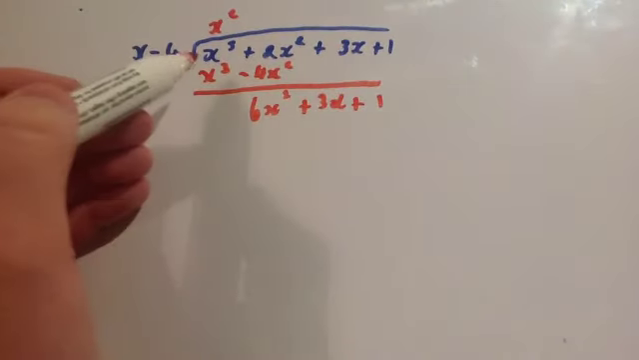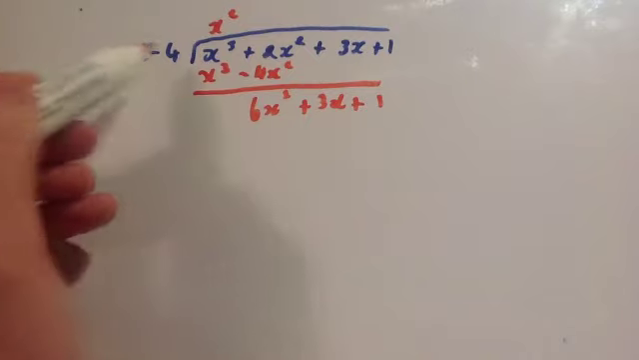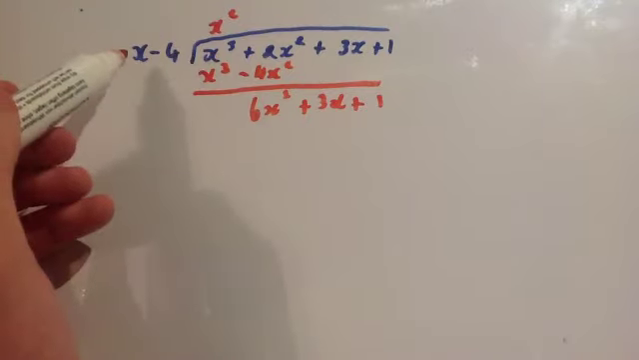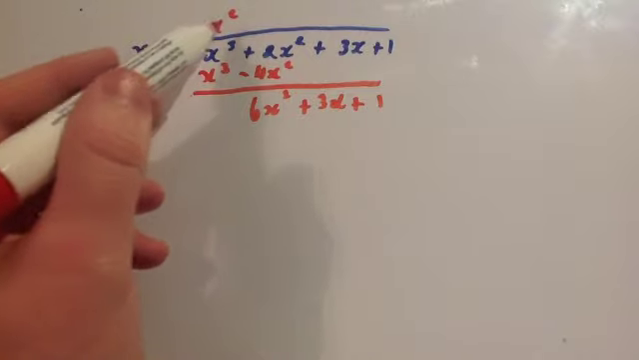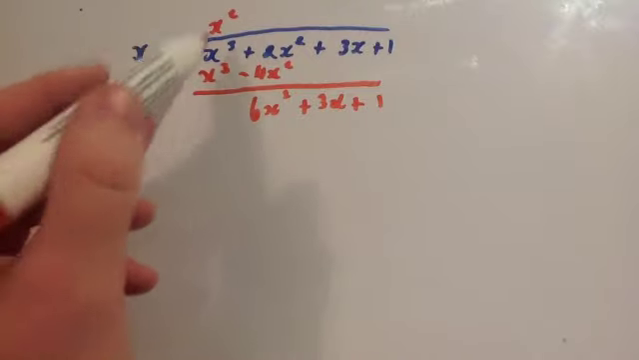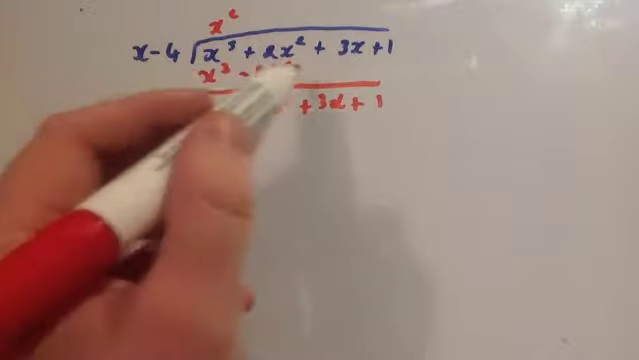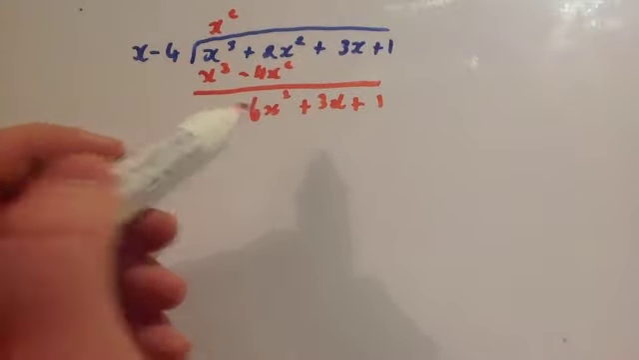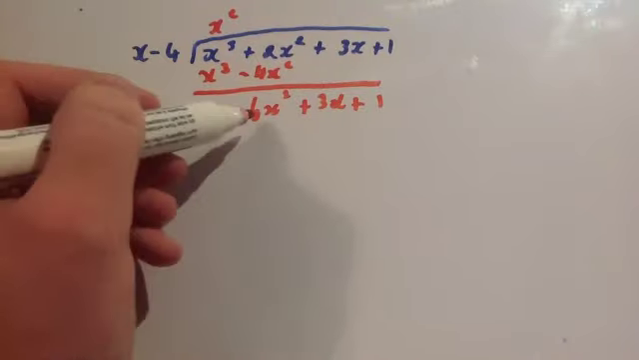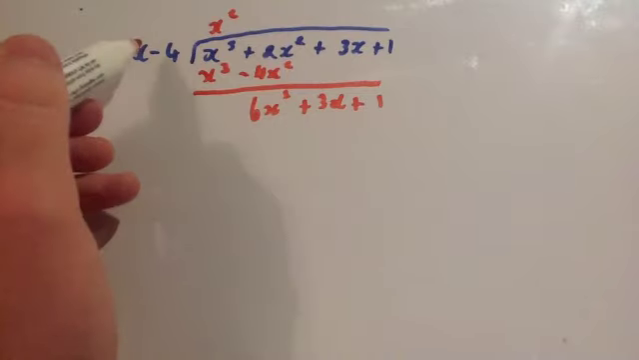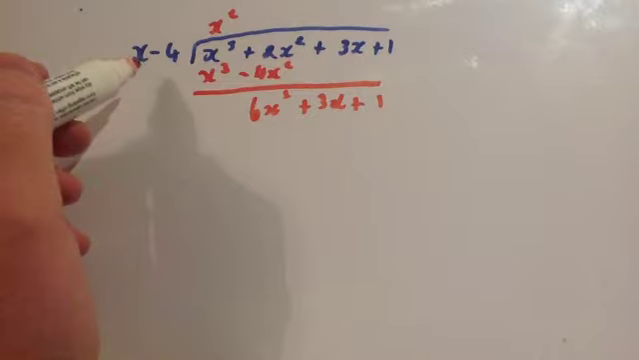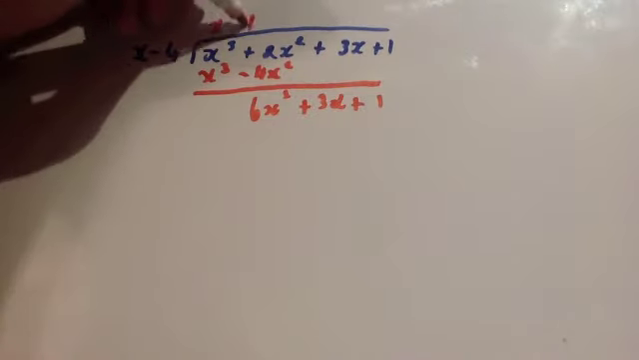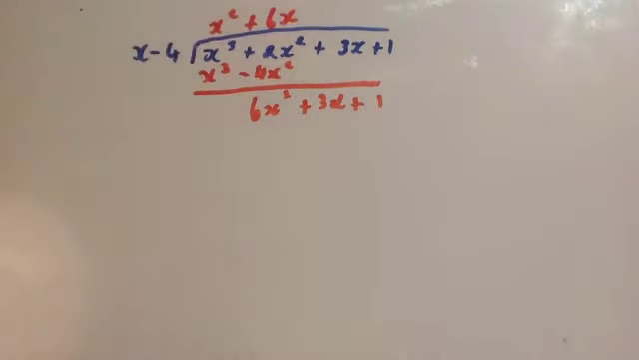So just to recap, we divided the first term here by the first term here, and you write your answer on the top, so x squared. You then times your answer, x squared, by your x and by your minus 4, write it beneath, and then take them away from each other. Your next step, you're going to do 6x squared divided by x. So 6x squared divided by x is 6x, so you write up here plus 6x.